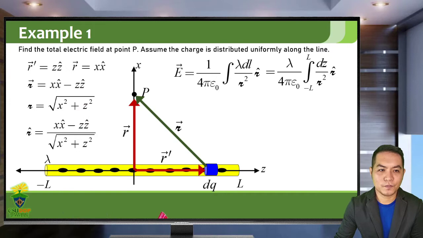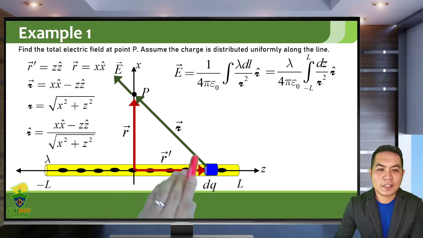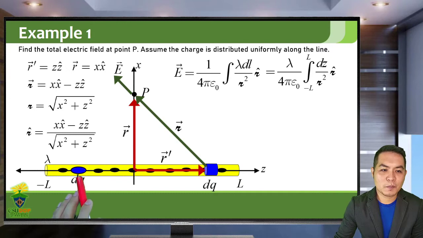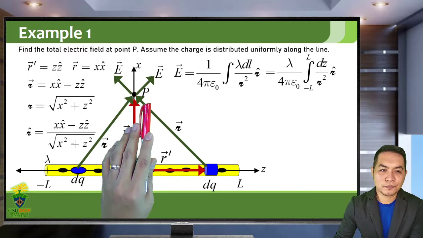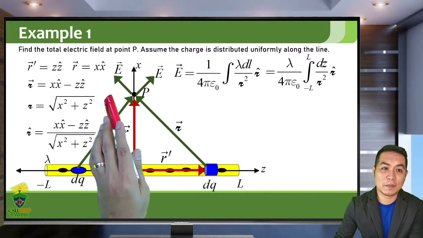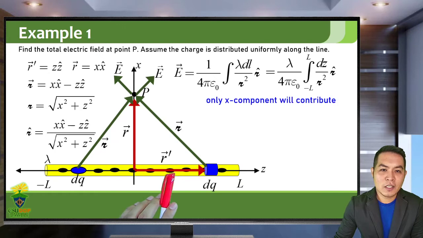Now, the electric field due to this differential charge will be in this direction. It will have two components, the x component and the z component. Now there will be a corresponding differential charge on the opposite side here, whose electric field will be in quadrant 1. And you will notice that their z components actually will cancel each other out by symmetry, and only the x component will remain. So you can make that argument to simplify your solution.